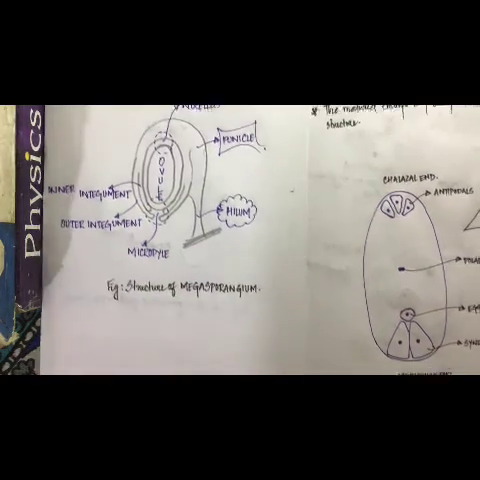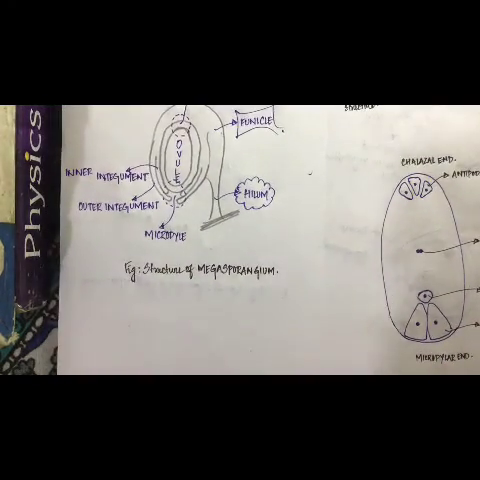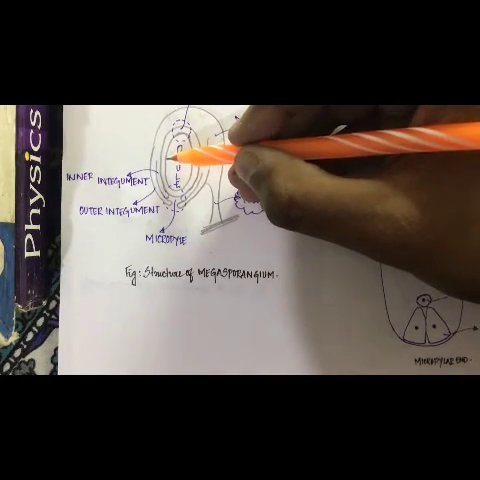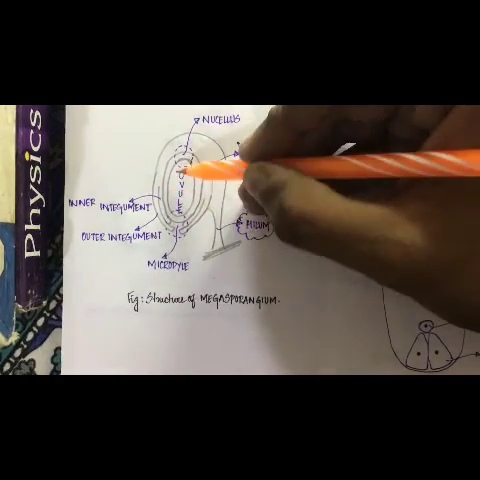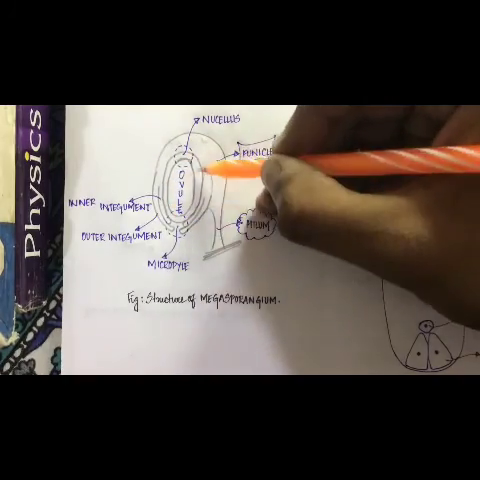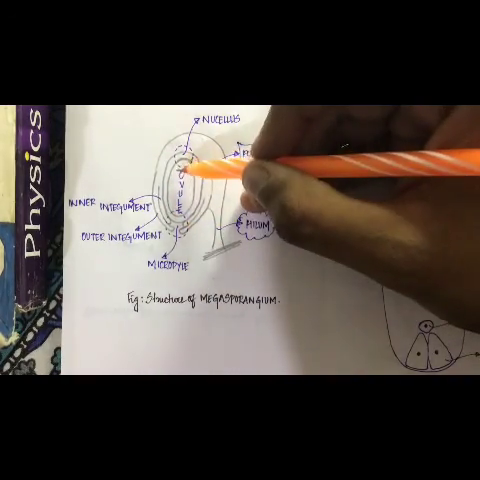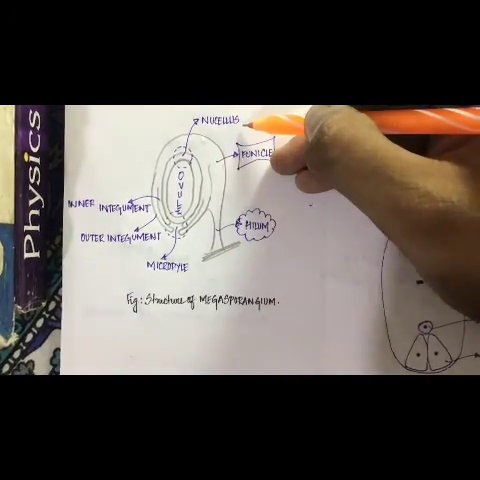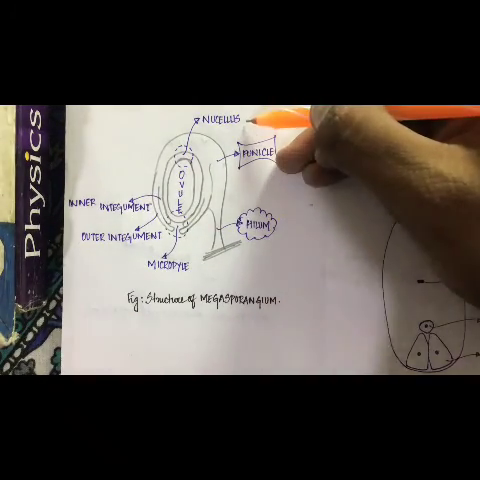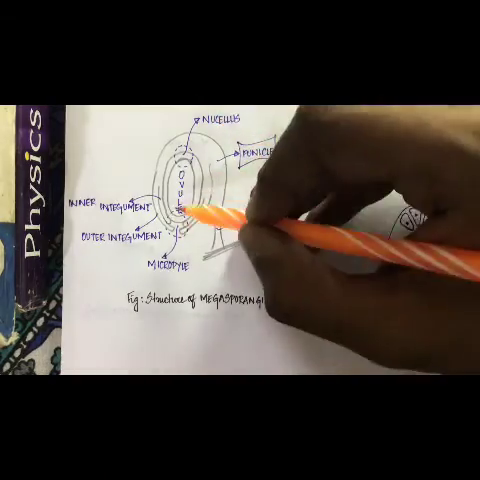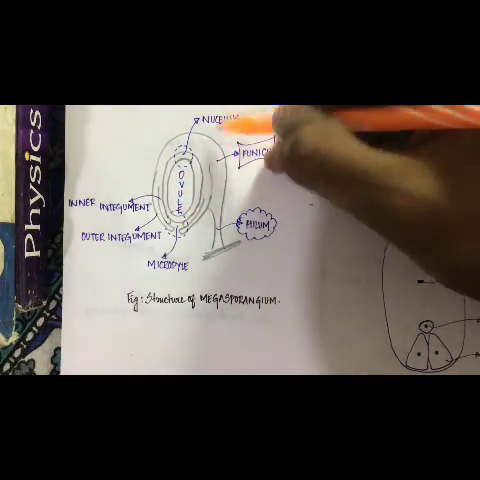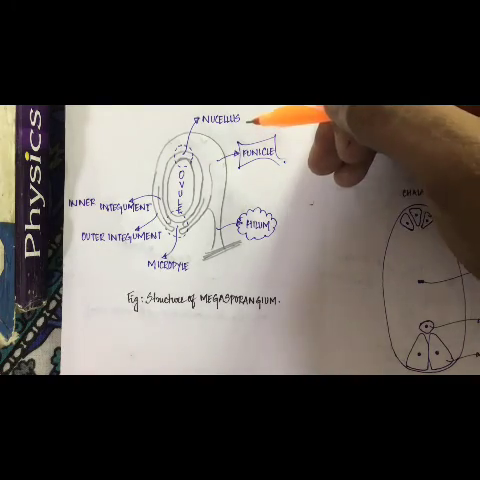Now, if you see the structure very carefully, you will see that the ovule is present at the center. Outside this, we have something called nucellus. What is the function of this nucellus? Nucellus provides nutrition to this ovule. The cells that are present inside the ovule take the nutrition from the nucellus.